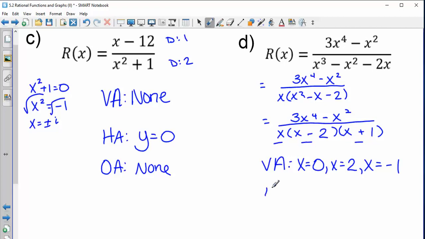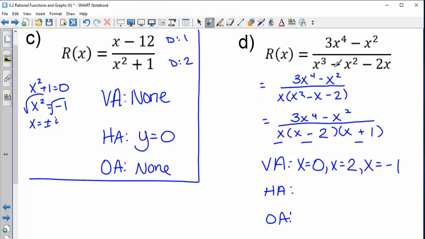Okay, let's talk horizontal and oblique. What's the degree of the top? If they're added and subtracted, you just take the biggest. When they're multiplied, you add them up. So the degree on top is 4. The bottom is 3. So the top is 1 bigger. That means oblique. So we have no horizontal this time, but we do have an oblique.